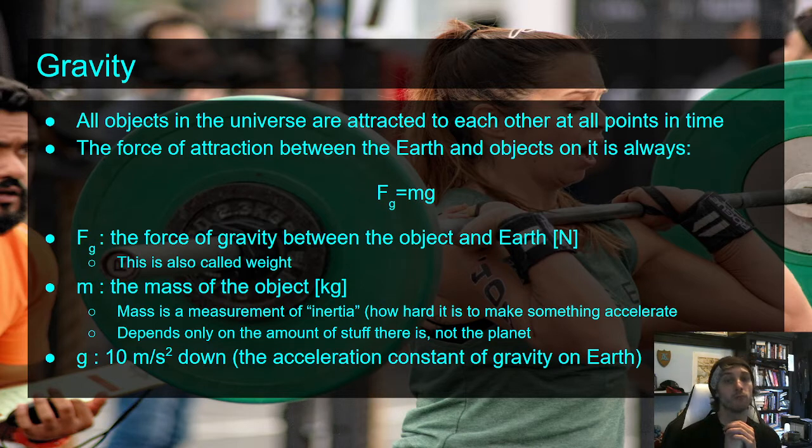So, because most of those things are the same, the only one that's going to change it is the mass of the object you're figuring out the force for. So, Fg is the force of gravity between the object and the Earth. Notice that it's not just the force of gravity on the object from the Earth. They're actually both feeling that force, and we'll get to that more with Newton's third law.